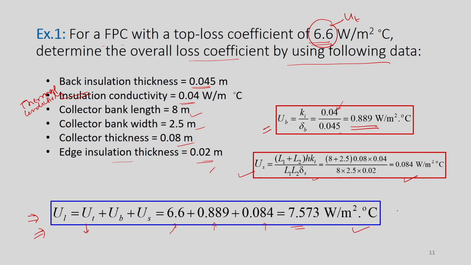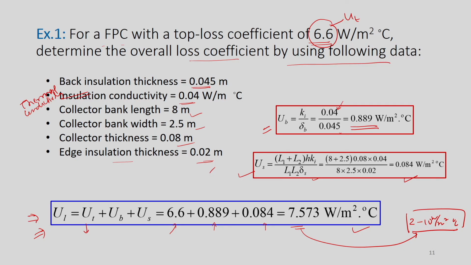So, as we understand, each value should be in between 2 to 10 watt meter square per degree Celsius. Okay. So, since this value is in between, it is a feasible collector design. So, this kind of design is accepted, right.